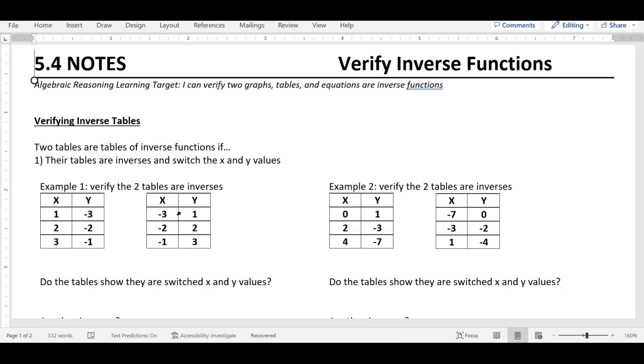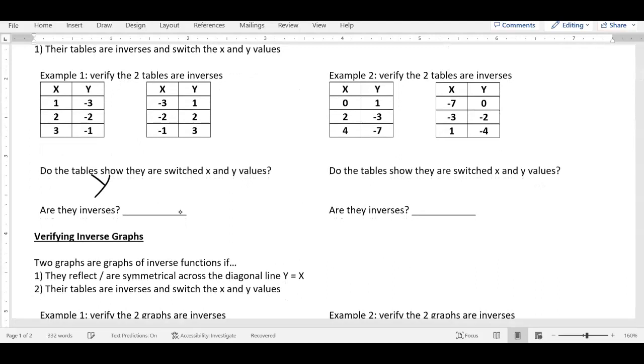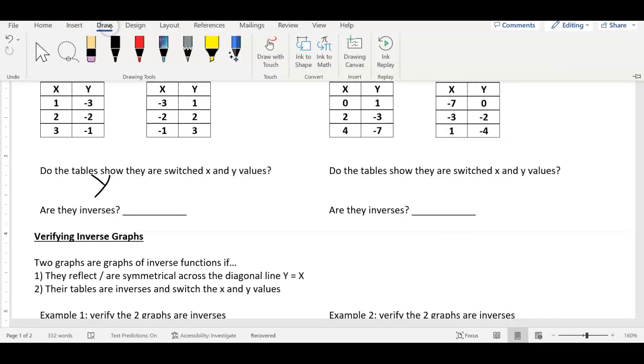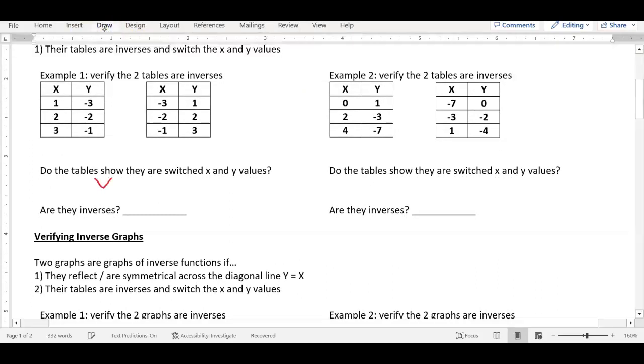Okay, so with tables, it's really easy. You already know how to do it. Two tables are inverse functions if the tables switch x and the y values. You already knew that, right? So look at example 1. Is this table exactly flipped over here? Yes. Good job. So are those inverse tables? Yes, they are. That was very, very easy, straightforward, right?